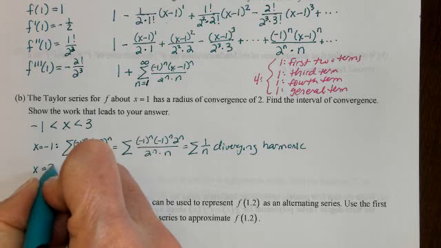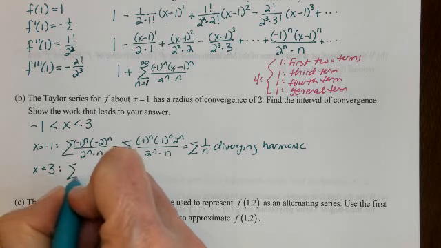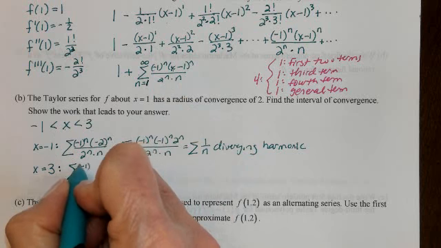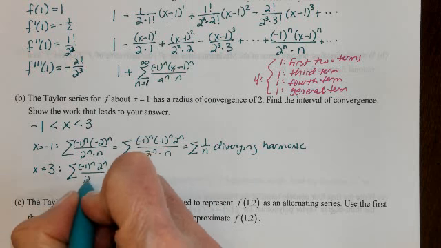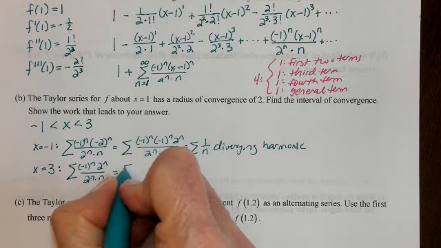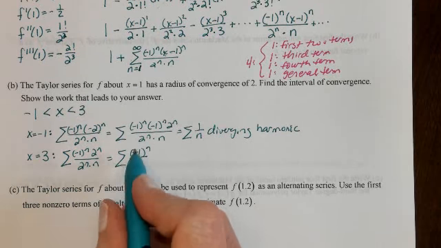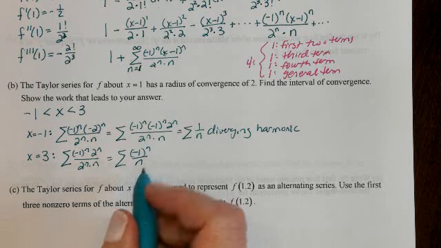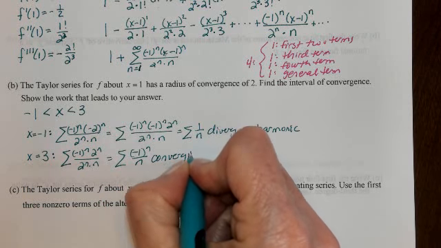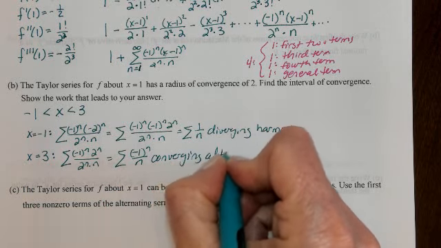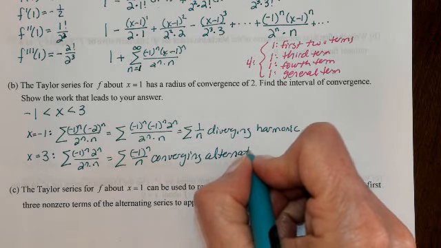Now we check the other endpoint, x equals 3. If we put x equals 3 into our sum, we get (-1)^n times (3 minus 1) is 2^n, over 2^n times n. The 2^n's cancel, and now we have our alternating harmonic series, which we know converges. This is our converging alternating harmonic, or you can say converging alternating series.